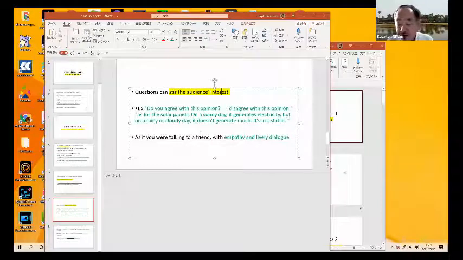For example, if a presenter asks, do you agree with this opinion? I disagree with this opinion. And for the solar panel, on a sunny day, it generates electricity, but on a rainy or cloudy day, it doesn't generate much. It's not stable, but like that. So please talk to a friend with empathy and lively dialogue. Dialogue and questions are very important.